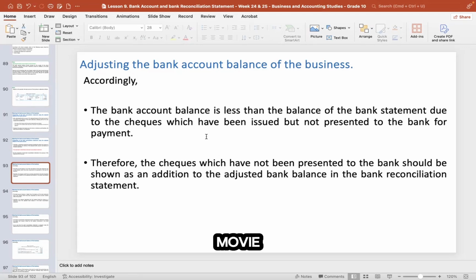Now we are at the bank reconciliation statement. Sometimes the bank account balance should be lesser than the bank statement balance because of the checks issued. That can happen. When we issue a check, the balance of the bank account decreases.